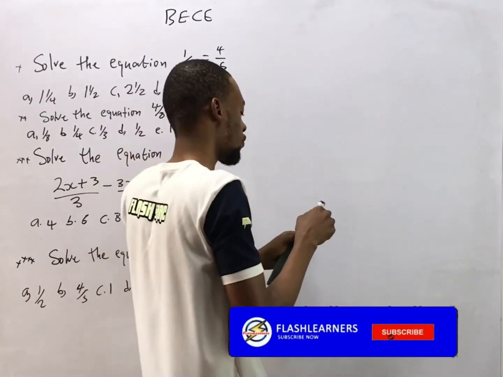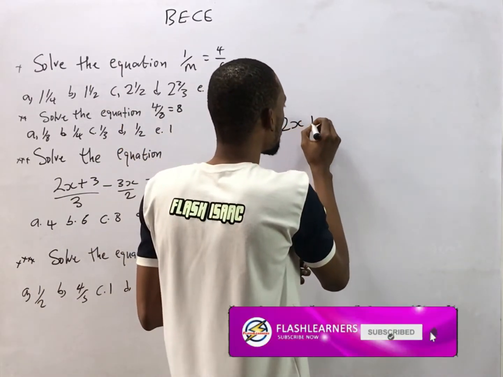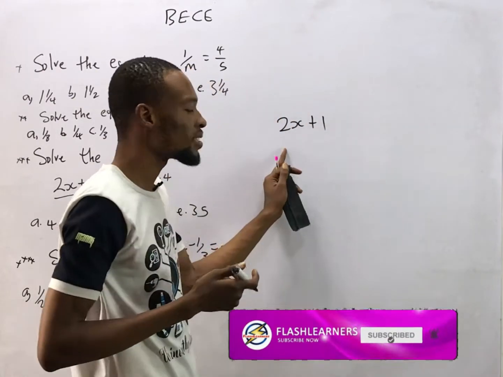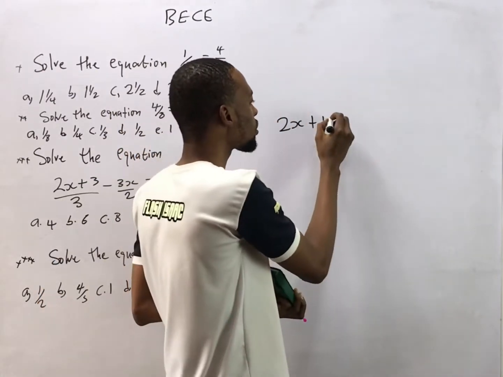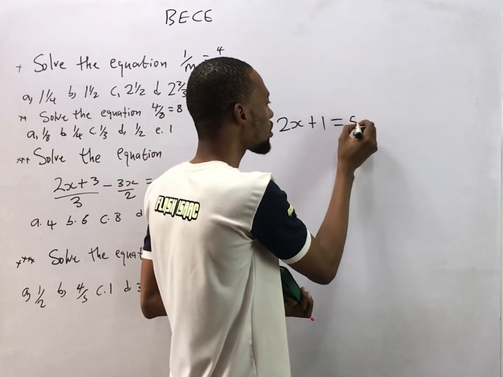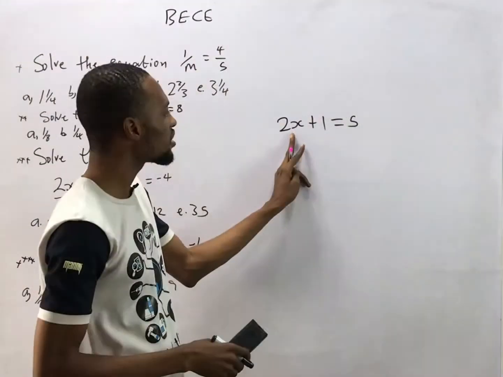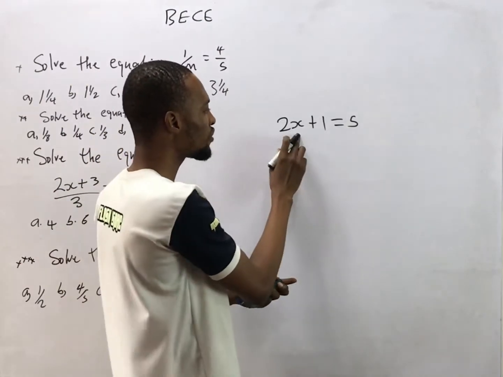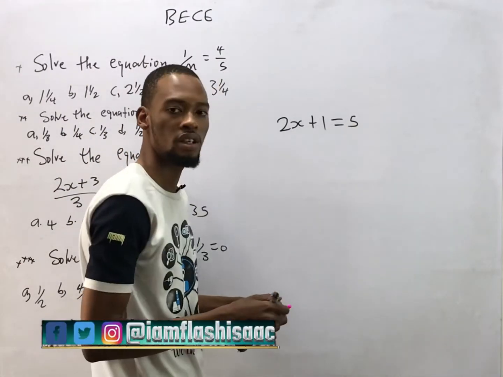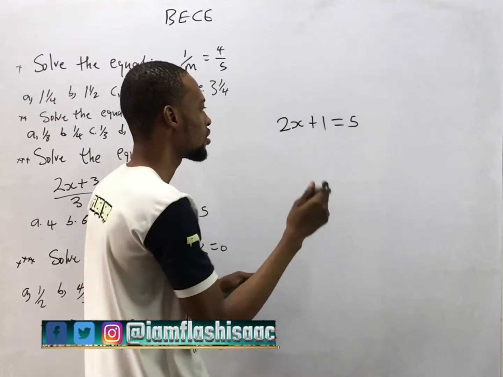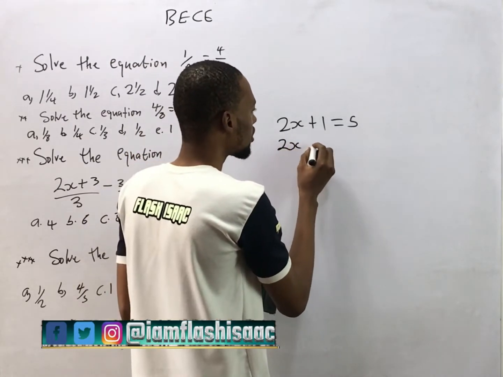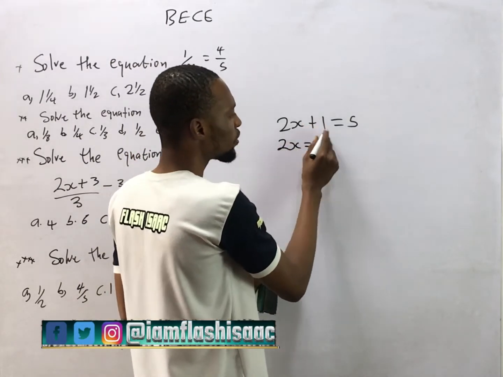If I give you 2s plus 1, this is not an equation, it's an expression. If I now say it's equal to something, let's say it equals 5, this becomes an equation. If you are solving this equation, you have 2s, this is 1, this is 5. We collect like terms. So this means 2s is equals, this is plus 1.